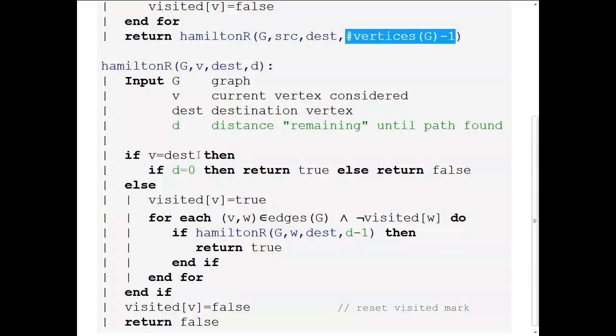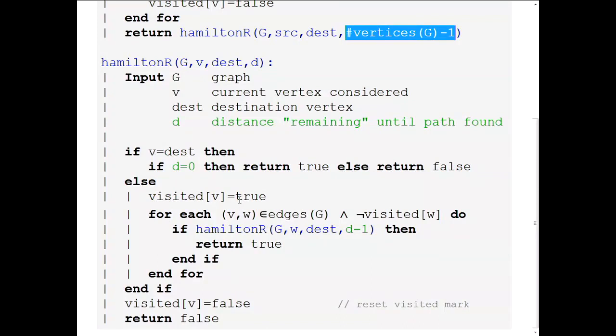So if we have reached the destination node and the distance that remains is 0, then we can return true. But we can return true only if the distance remains 0. If we have reached the destination, but the distance is greater than 0, we have to return false. And that's because if the distance is greater than 0, we haven't visited all the vertices. We aren't deep enough in our search. And we have to find another way to get to our destination. Else, if that is not the case, then we set visited v to true.